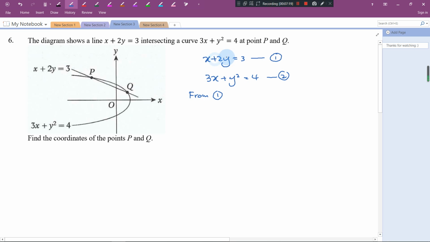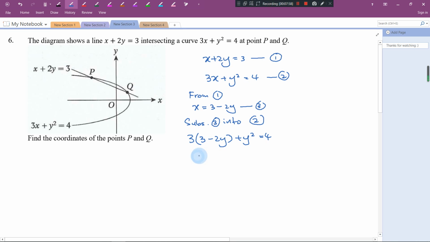So what we need to do is change two unknowns into one unknown. I try to express x in terms of y: x = 3 - 2y. Let this be the third equation. So I'm going to substitute 3 into 2. So you have 3x + y² = 4. I don't want to write x anymore because I'm going to replace this x by this. The rest I just copy. Now you notice that we only have one variable, which is y.